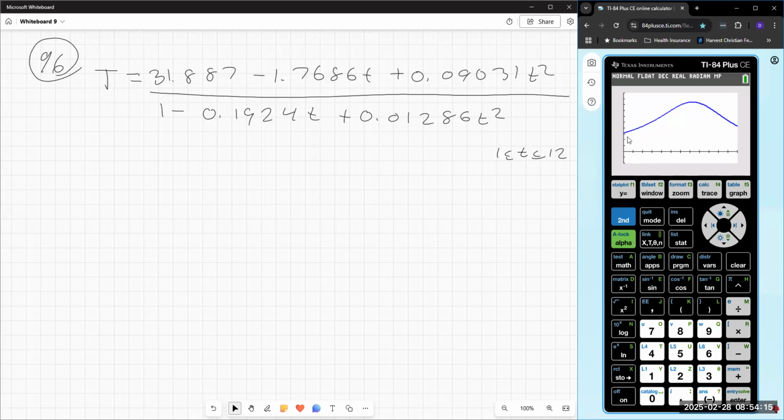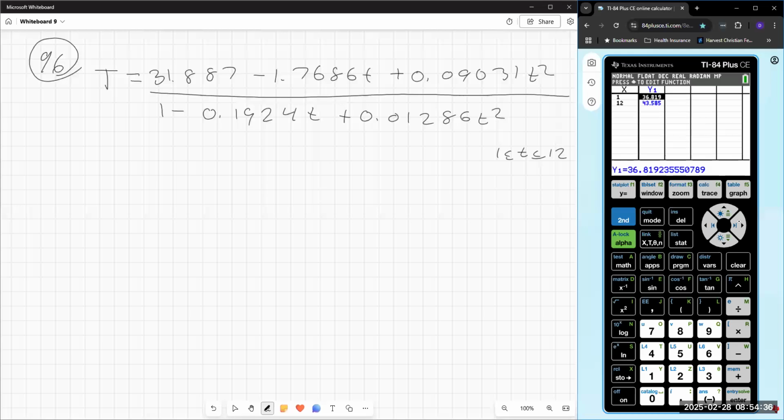So the lowest high temperature appears to be in January. Let's just verify that. Let's look at 1 and let's look at 12 because those are both kind of low. And that 36.8 is our absolute minimum. So our absolute minimum is T of 1 is 36.8.